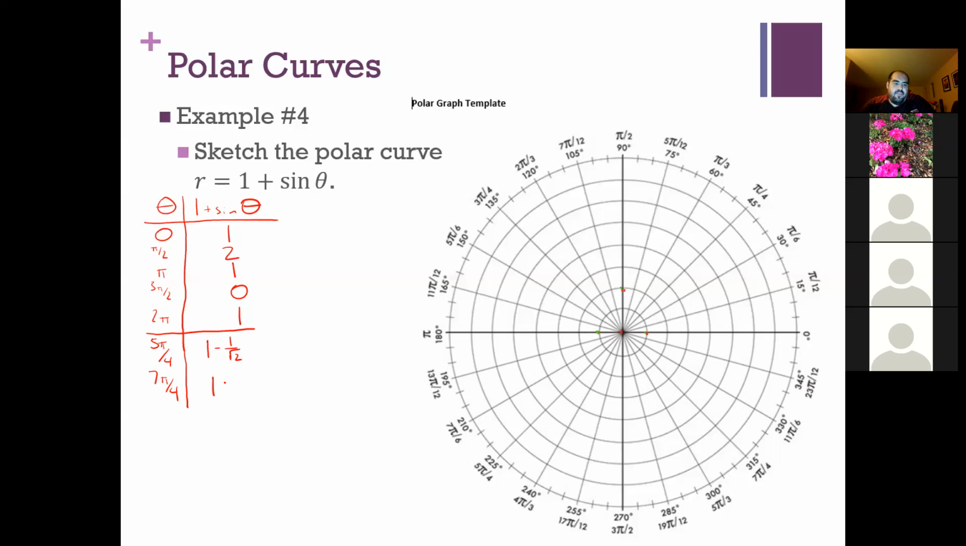And then this should be the same value. So this is something like 0.293. So at 5 pi over 4, I should have something like that.